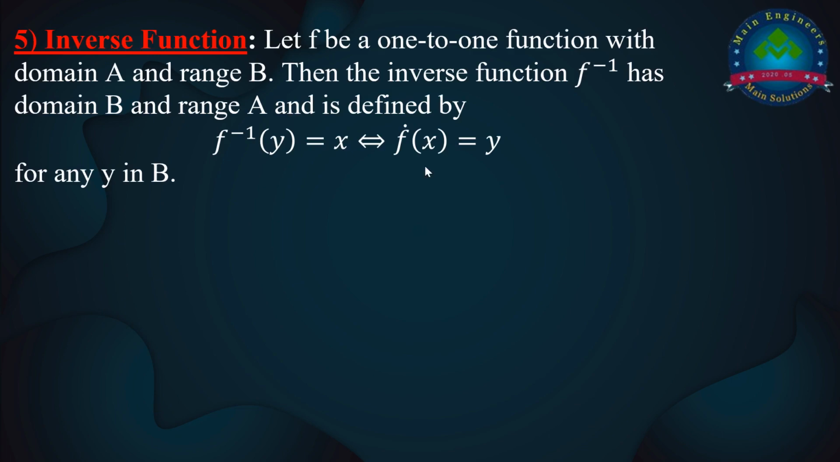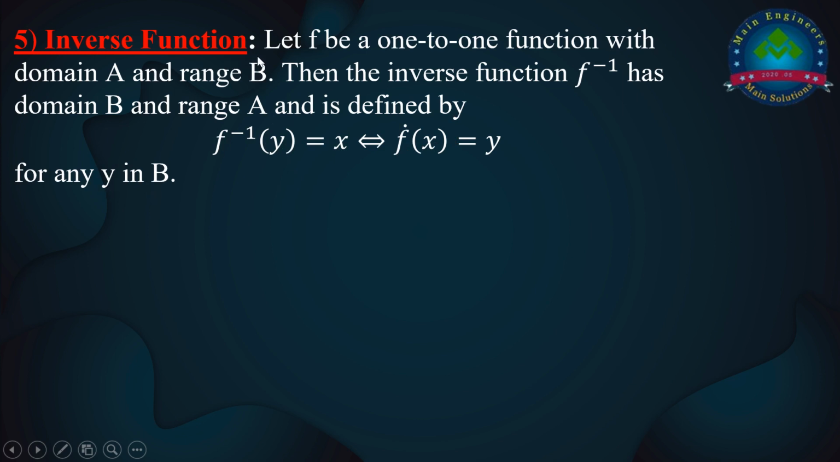So the fifth one is inverse function. Let f be a one-to-one function with domain A and range B. Then the inverse function f inverse has domain B and range A, and it is defined by f inverse of y is equal to x, or f(x) is equal to y, for any y in B.